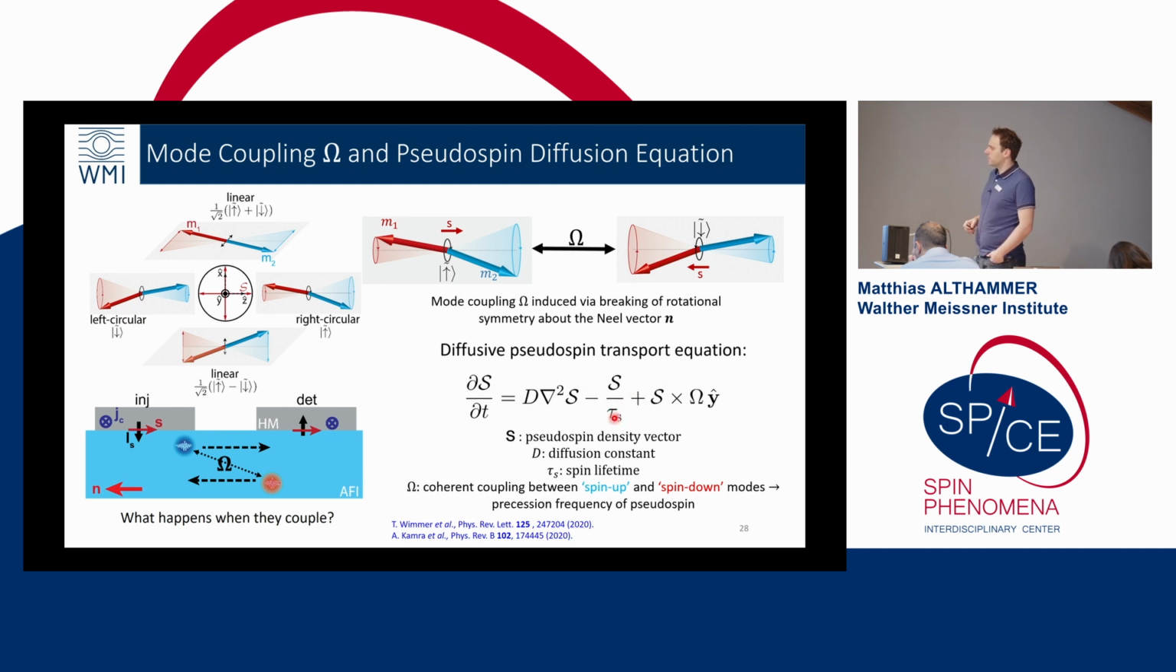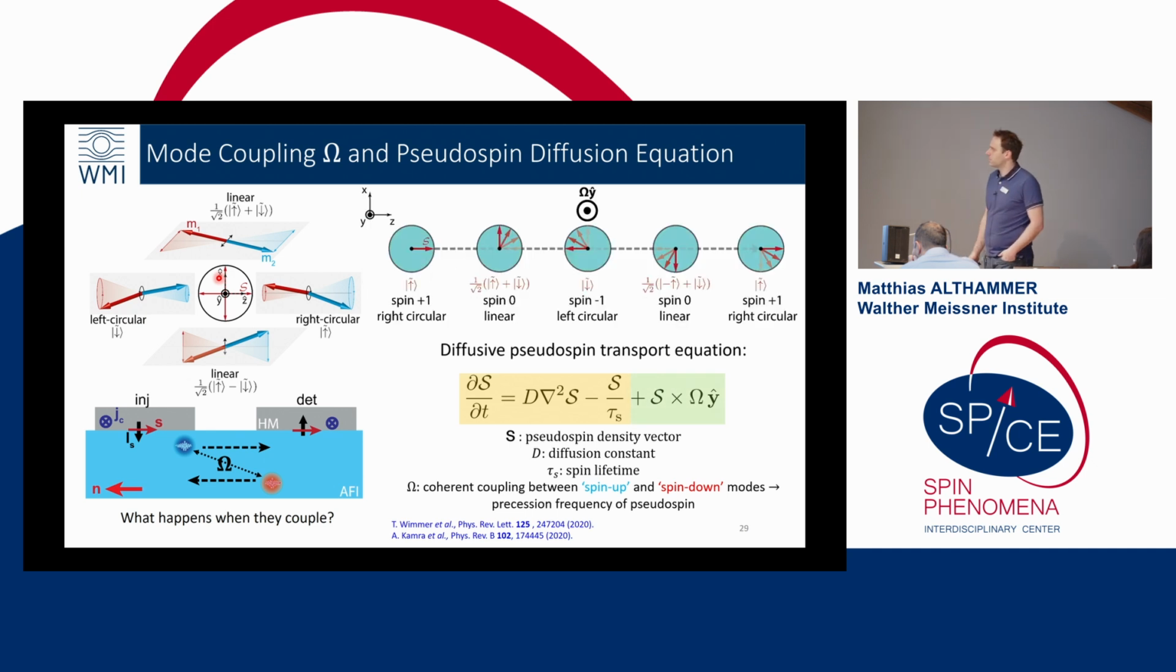Then there's a characteristic spin lifetime in the system. In addition, now you need to account for this coupling term. And this comes in as a precessional term in the end. So you have an omega times s. So omega will be oriented along this y direction here. So this means the pseudospin here will precess in that plane, as it's shown over here.